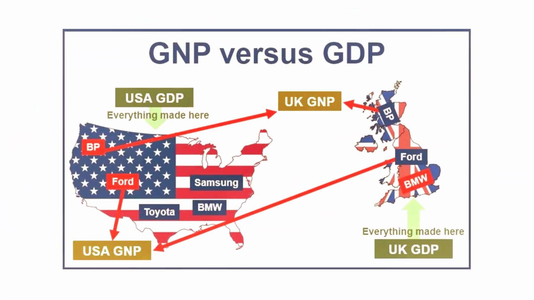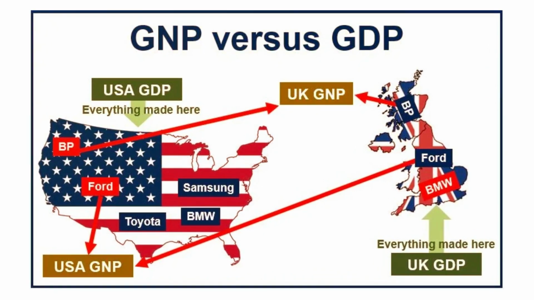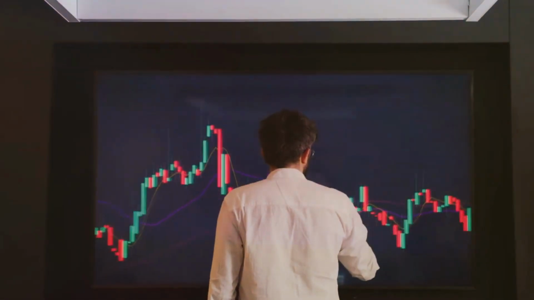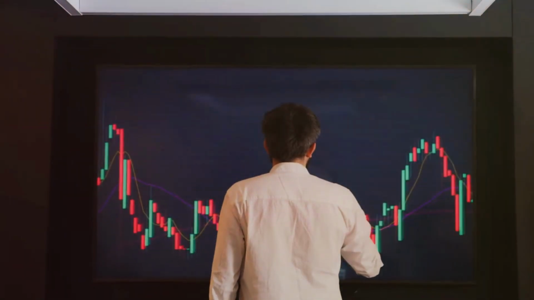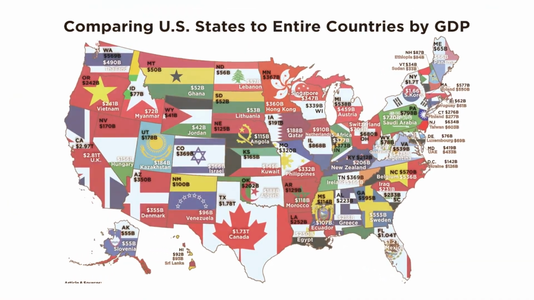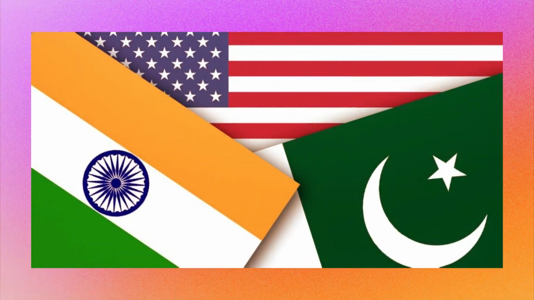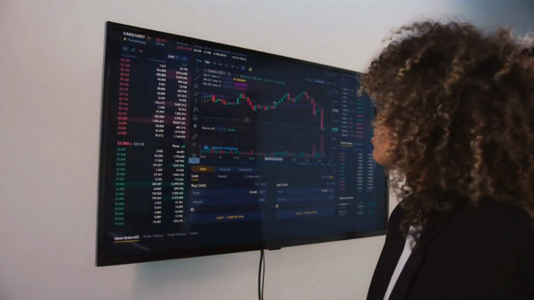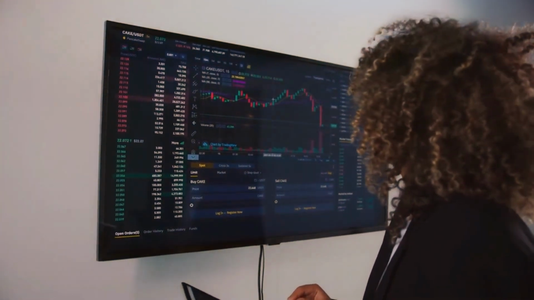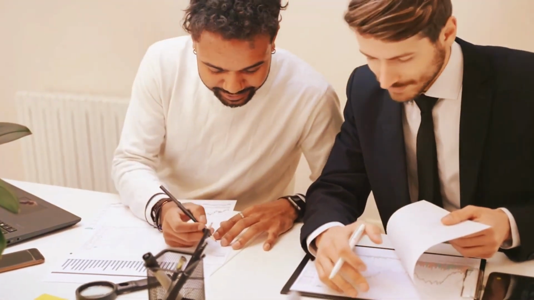For example, in the United States, GNP is still used by some economists and policymakers to assess the economic activity of American citizens living abroad, as well as to compare the economic performance of the U.S. with other countries. In other countries, such as India and Pakistan, GNP is used as the primary measure of economic output, particularly in countries where multinational corporations play a minimal role in the economy.